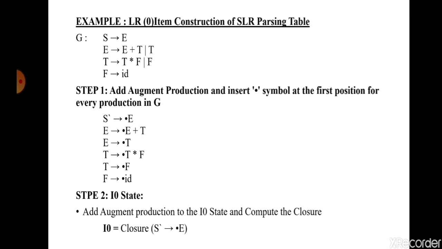The dot may be present at any place on the right-hand side of the production. Then the production is known as an LR(0) item. The dot can be moved from left to right anywhere. In the first step, we introduce a new start symbol S dash for S, and also insert a dot symbol at the first position of all the productions in the given grammar. This set of productions is named I naught. It begins with the I naught item set.